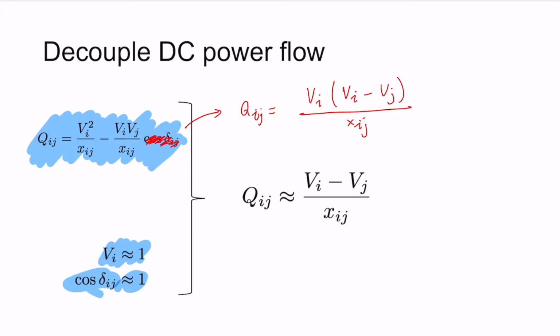Still, this is not linear because we have this multiplication of Vi with Vi and Vi with Vj. So now here we are going to consider this linearization with this Vi. We cross this term and then we end up with this linear expression. Again, this is something very simple. This is linear and depends only on the difference of voltages between two nodes.